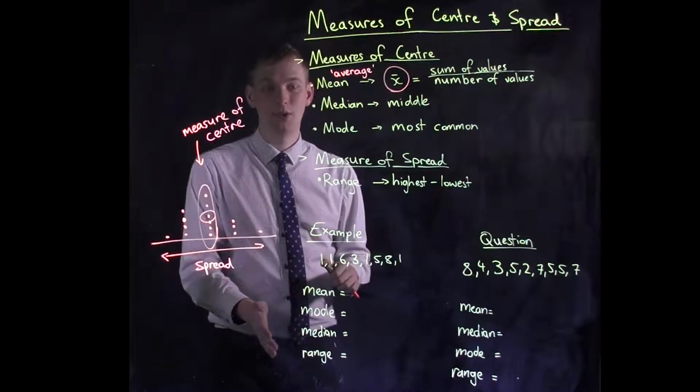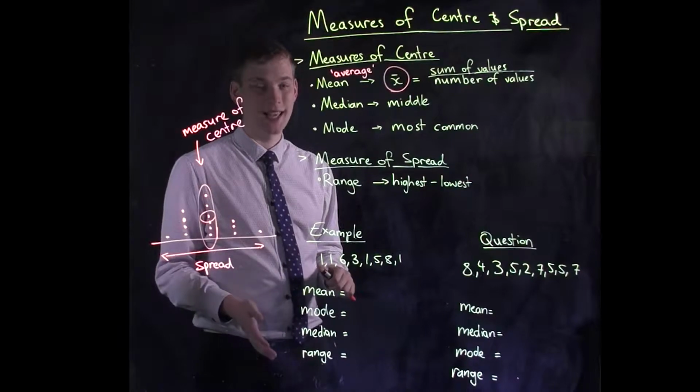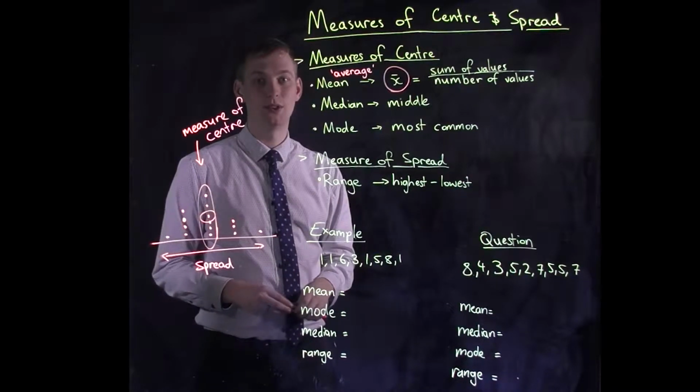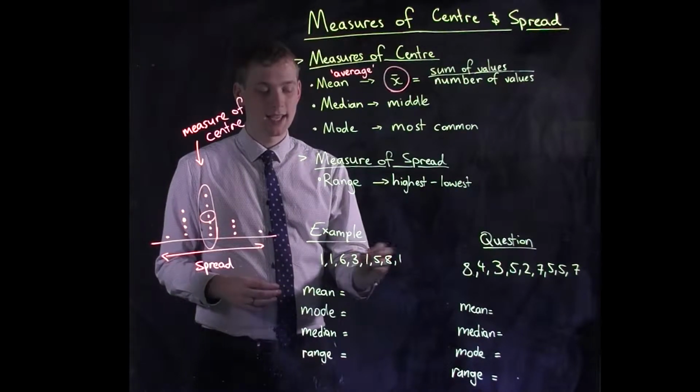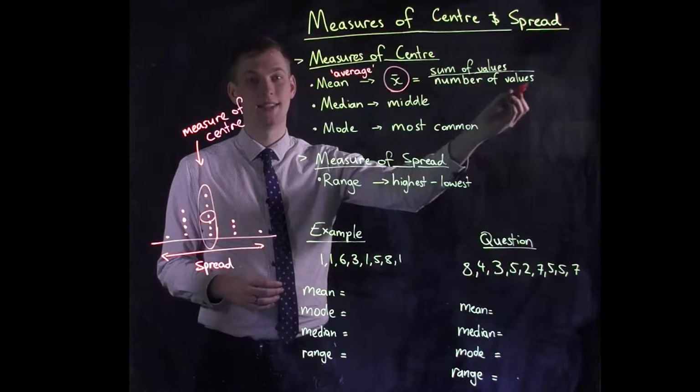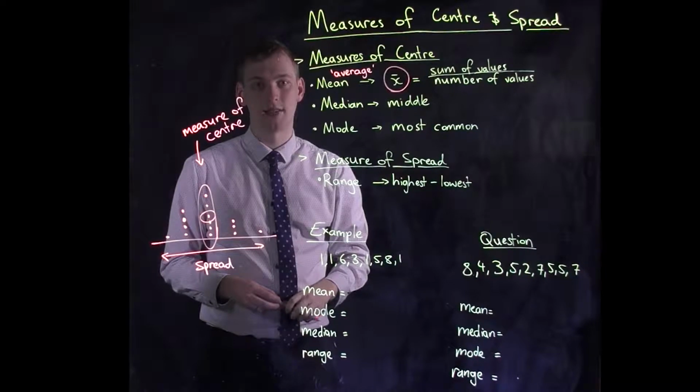So here we've got an example of each of these things and how we're going to calculate them, and then there's a question for you to do on each of those as well. So the first one is our mean. And to calculate our mean, we need the sum of all values and divide that by the number of values.